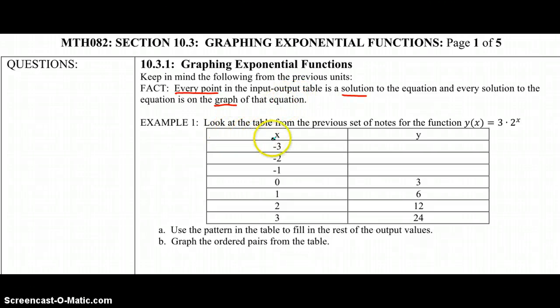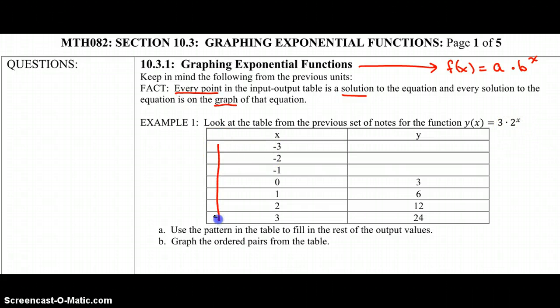So let's look at the table from the previous set of notes for the function y of x equals 3 times 2 to the x. Again, this is in our form: our definition for an exponential function was f of x equals a times b to the x. So we have that form here, so we've got an exponential function.